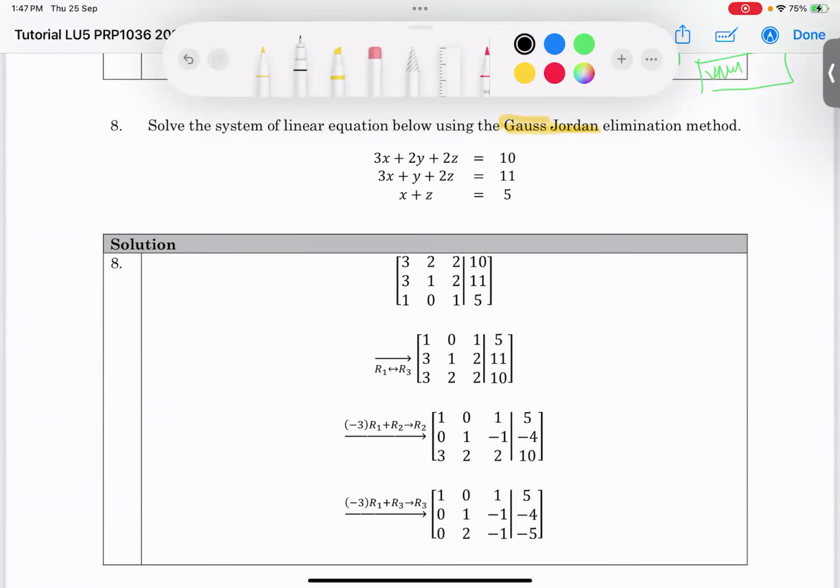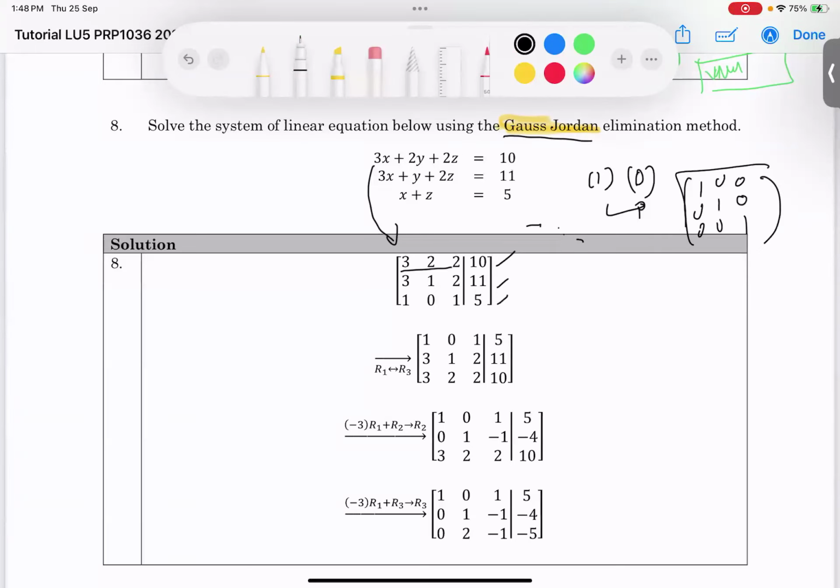So you can see from here, 3x plus 2y plus 2z is equal to 10. So you extract the numbers and it becomes a matrix like this. After that, you have to know that Gauss-Jordan's favorite numbers are 1 and 0. Because at the end, you need to make it into 1, 1, 1, 0, 0, 0 like this. So the Gauss-Jordan method's final answer should be like this and then equal to certain values. Since the core idea is to change all the numbers into 1, let's see step by step.